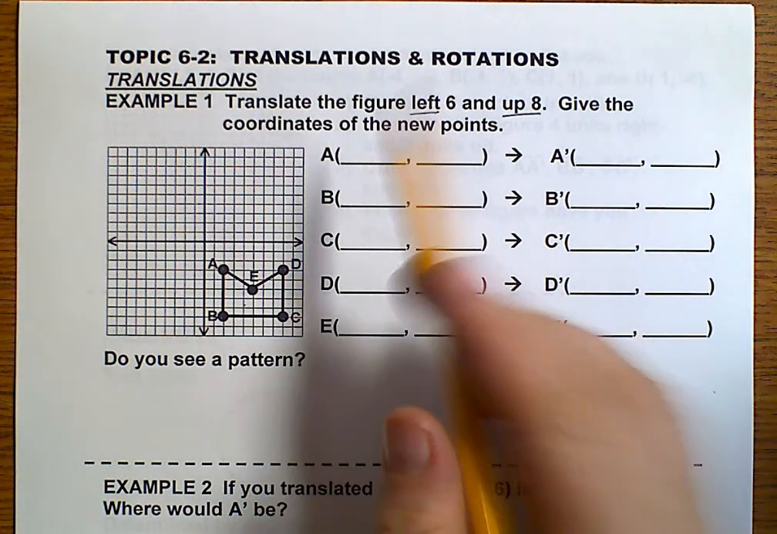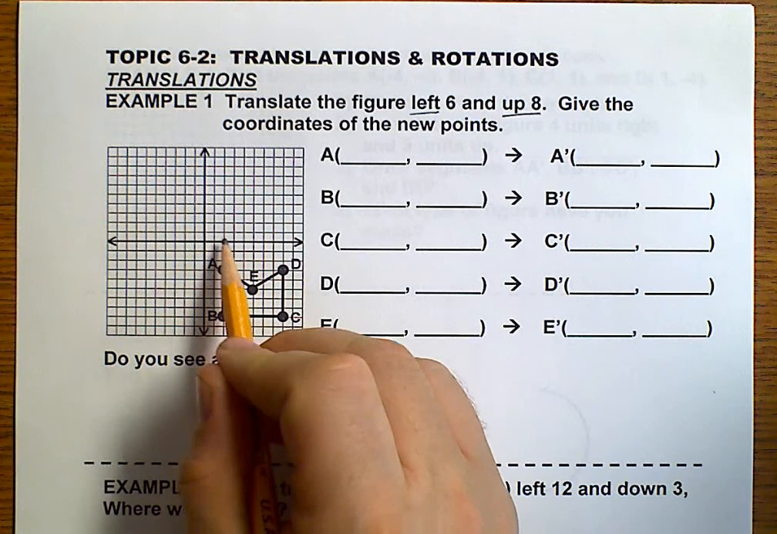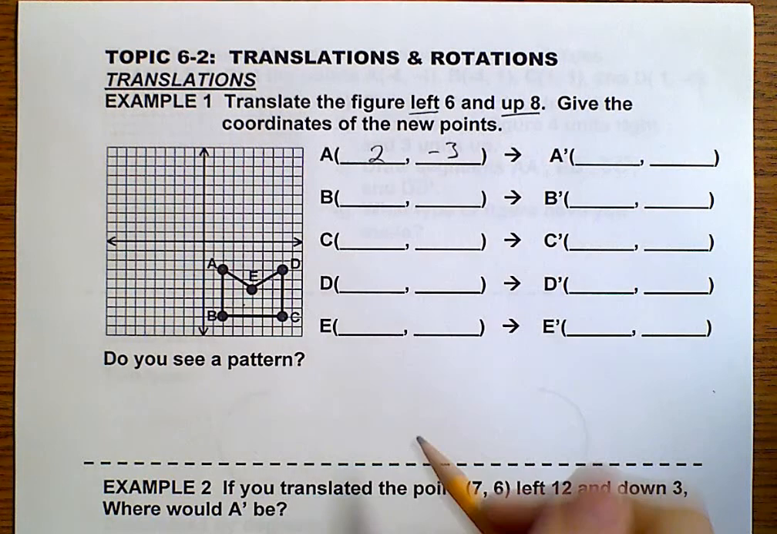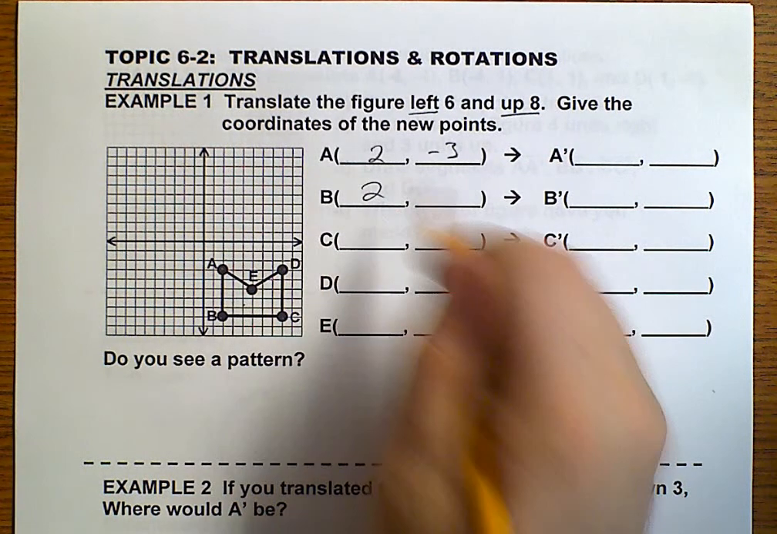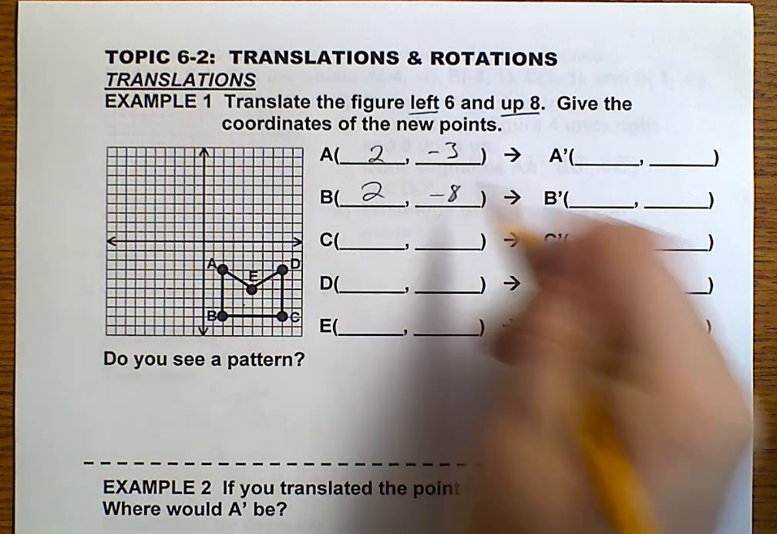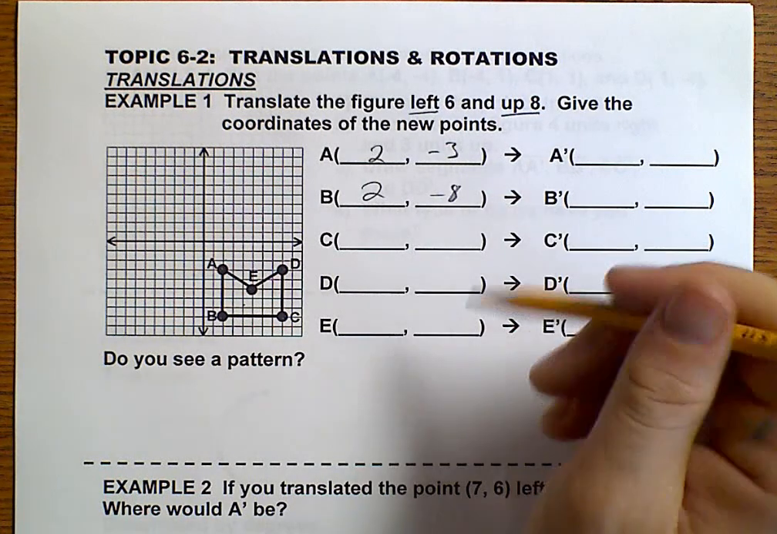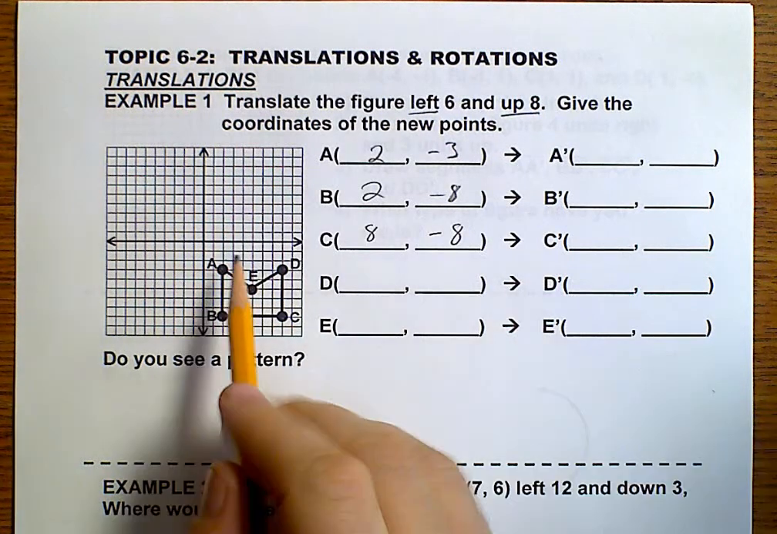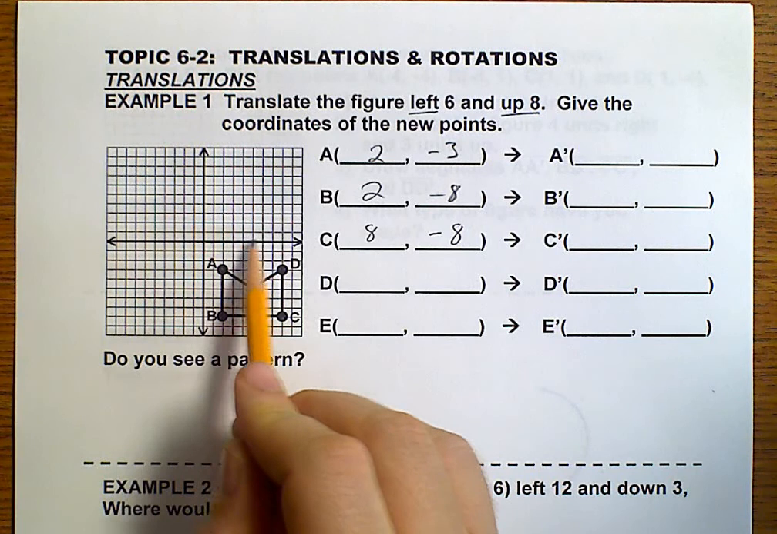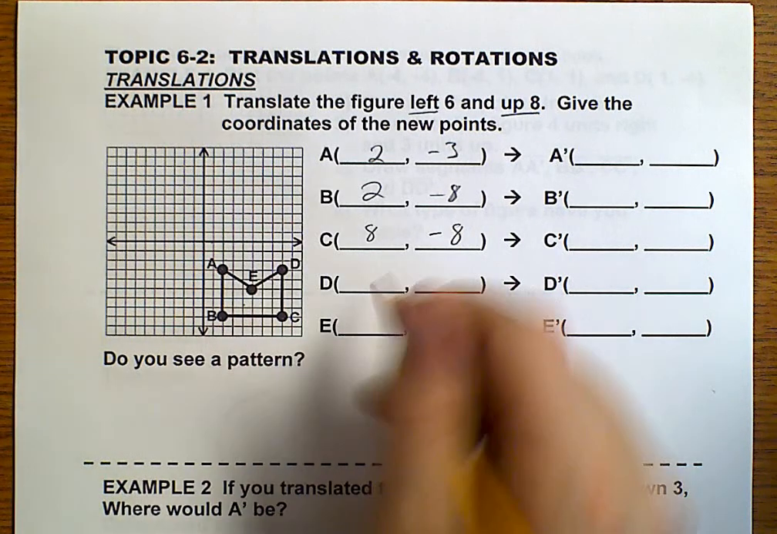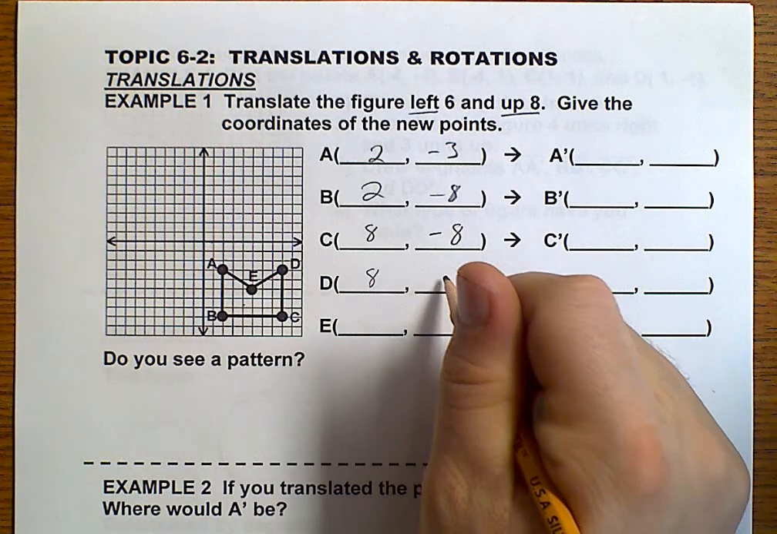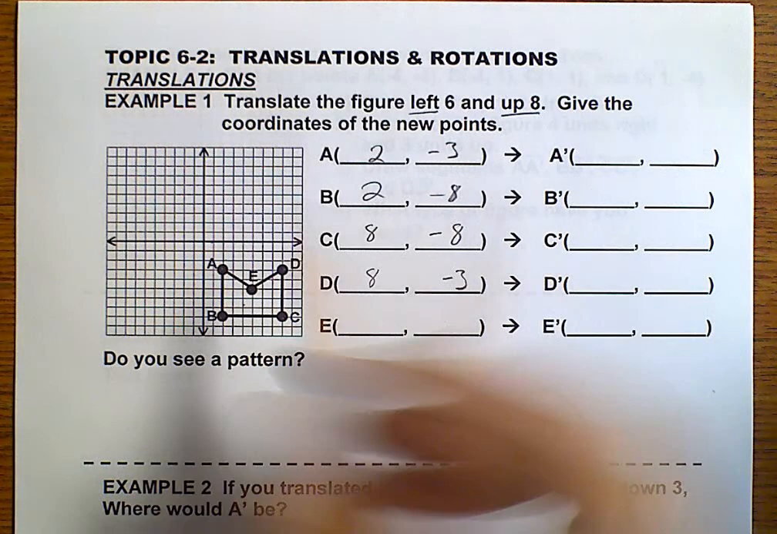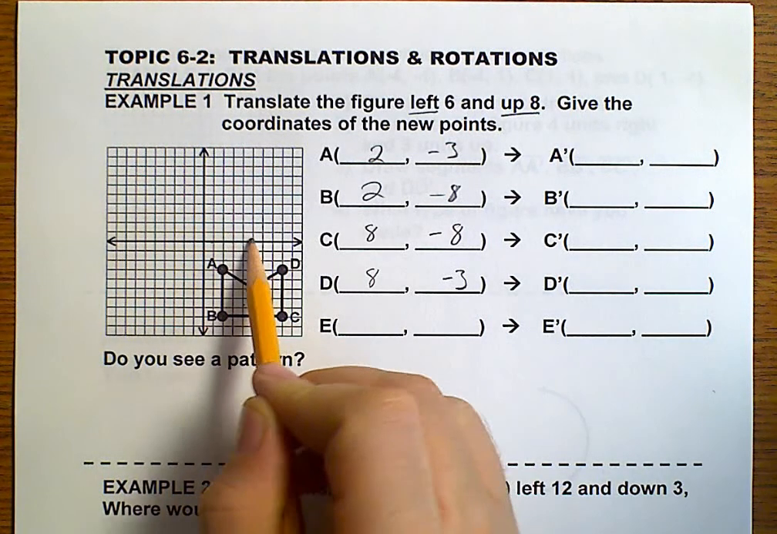So let's go ahead and list the old points. A is currently at 1, 2, 3, so negative 3, 2... B is also at positive 2, but this time it's negative 8. C is at 8, negative 8. D is at 8, negative 3. And E is at negative 5, 5.